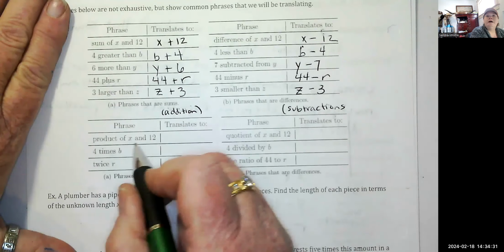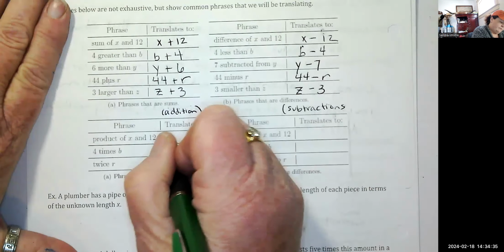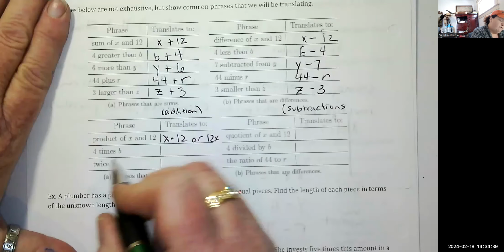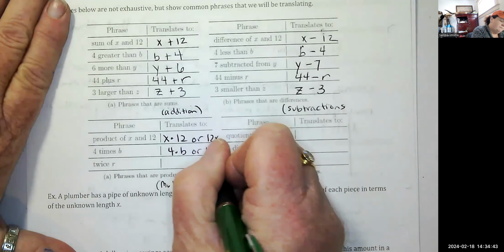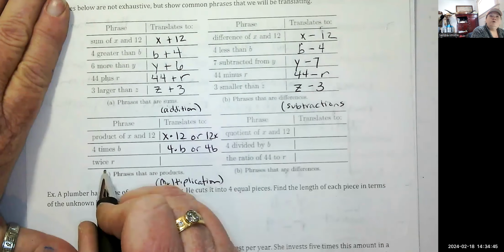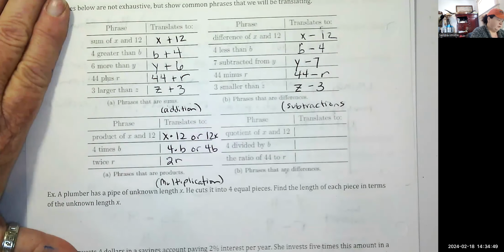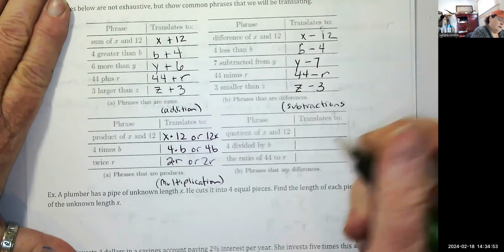All right, product of X and 12, that's just X times 12, or you could write 12X. 4 times B is 4 times B, or 4B. Twice R is 2 times R, or you could do 2R.